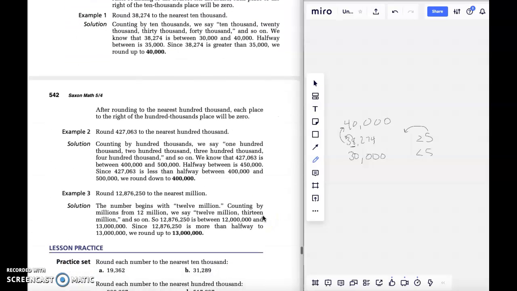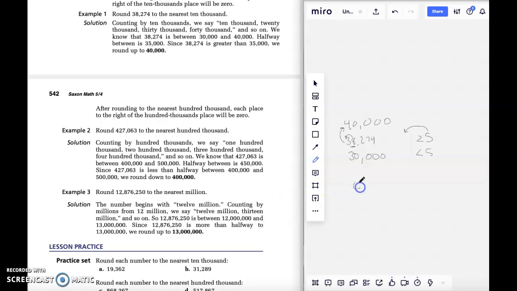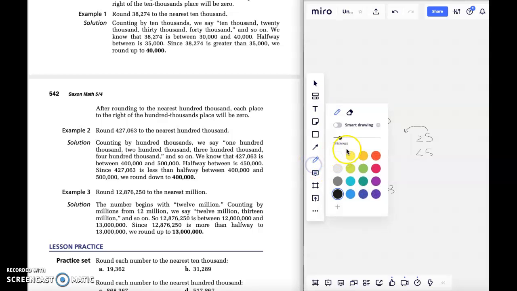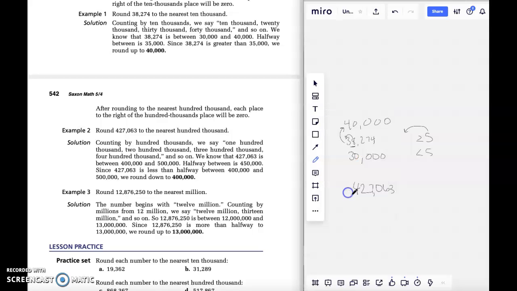Okay, so let's look at example 2. It says round 427,063 to the nearest 100,000. So that's going to be this right here, this 4. But in order for us to round that 4, we need to look at the digit to the right of it, which is the 10,000s digit. So let's make this a little thicker. All right, here we go. So let's look at this right here.